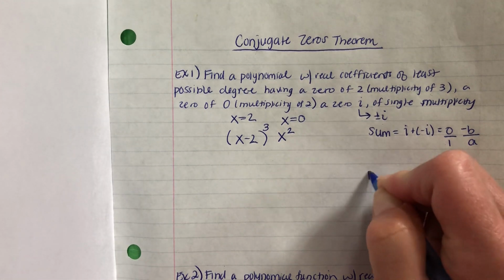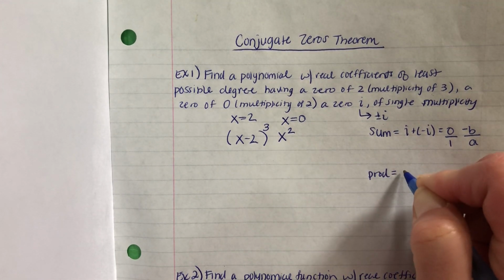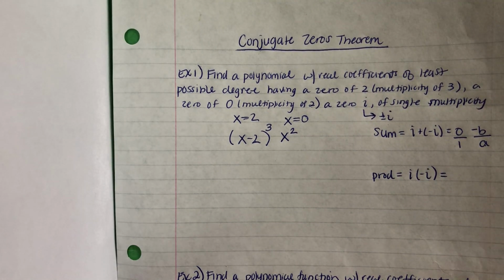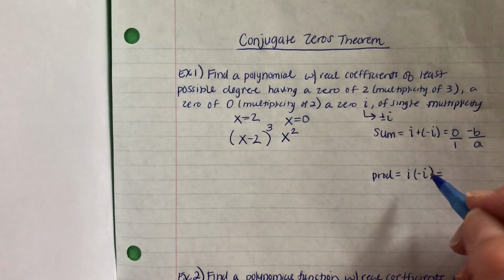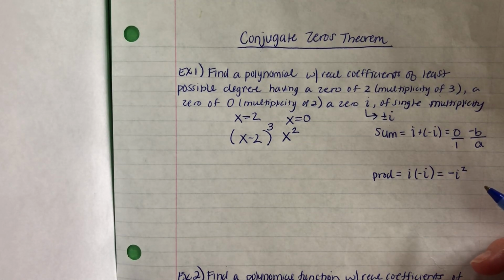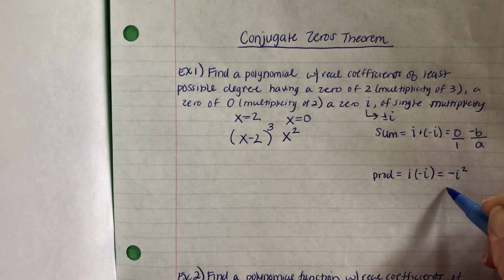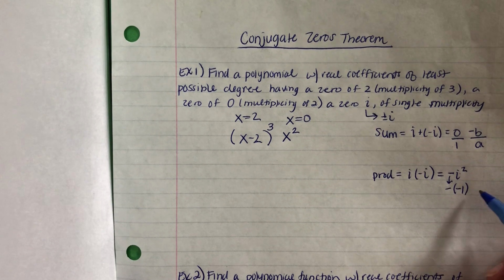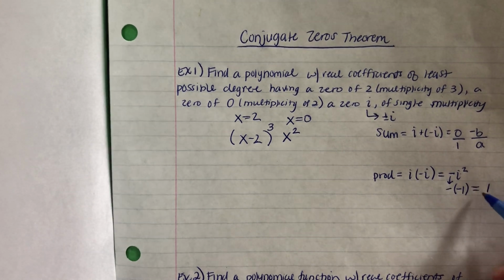Now we've got to find the product of the roots. The product would be, again, just i times negative i. If I multiplied i times negative i, I would get negative i squared. You add the exponents. And we know i squared is negative 1. So if I bring down this negative and replace i squared with its equivalent negative 1, that would equal 1.